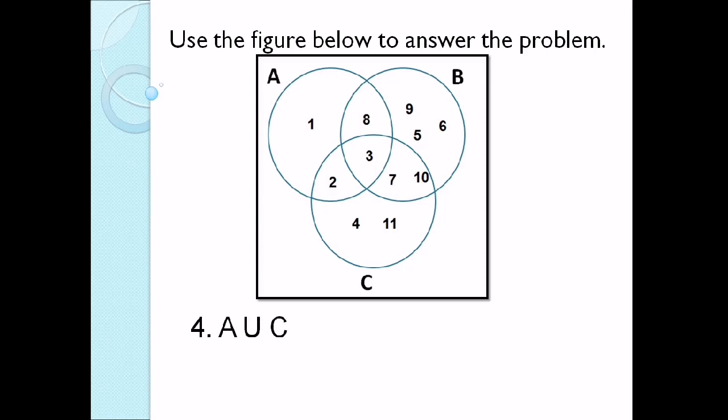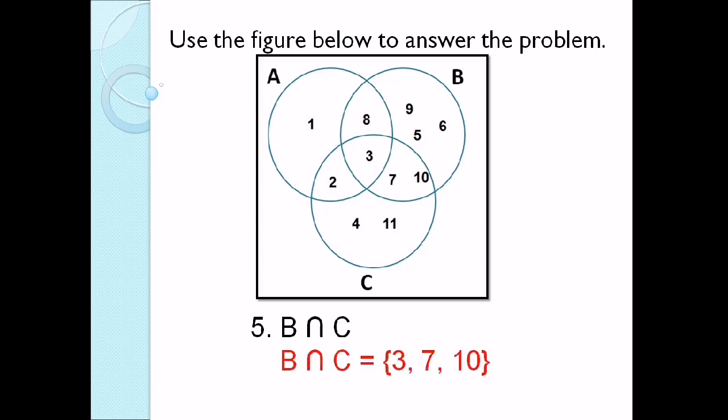So A union C. What is A union C? We just combine all the elements contained in sets A and C: 1, 2, 3, 4, 7, 8, 10, and 11. How about B intersection C? B intersection C is 3, 7, and 10.